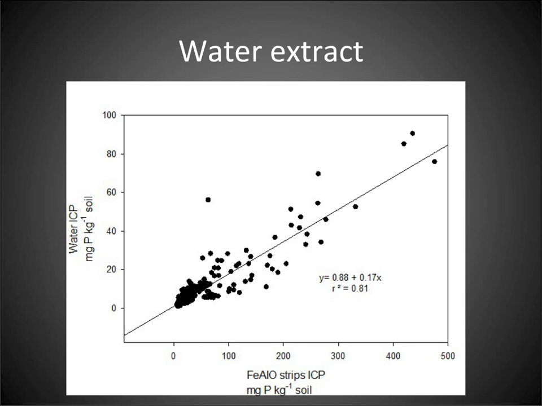And you can see that water has a pretty good relationship with iron aluminum oxide strips, which is encouraging because water's a pretty neat extractant. However, if you look at the axis, we're talking about 0 to 100 parts per million. So just bear that in mind. This is a decent relationship, but with water, the bulk of it's below 20 parts per million.